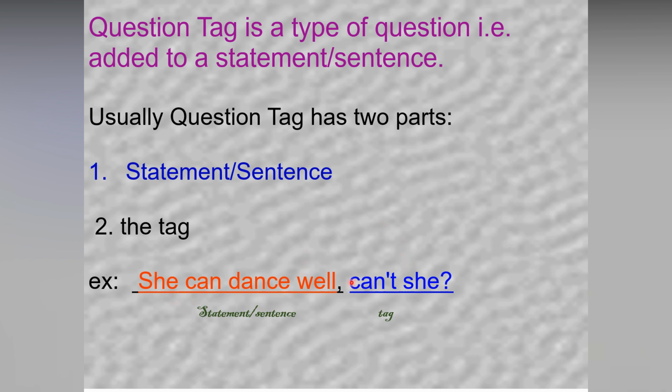Usually a question tag has two parts. What is it? The statement or sentence, and the tag. This is the statement or sentence, then the tag. Okay, we go for the next, and here are the rules for writing question tags. There are some particular rules. If you remember and follow the rules properly, you will never make a mistake. Okay, these are some rules to write a question tag.